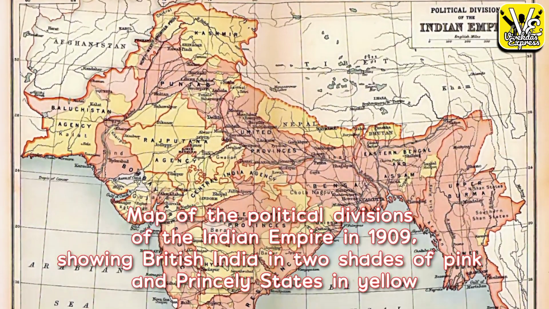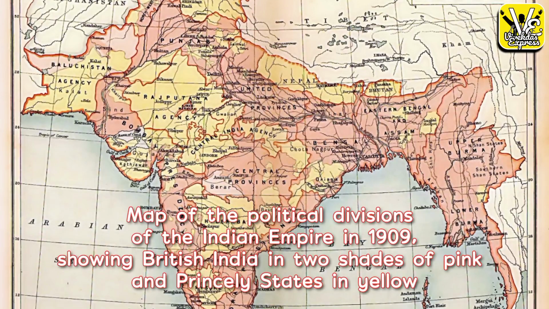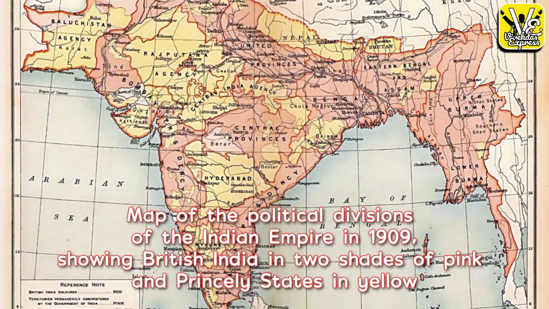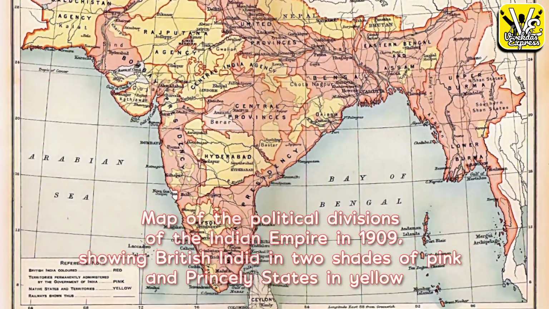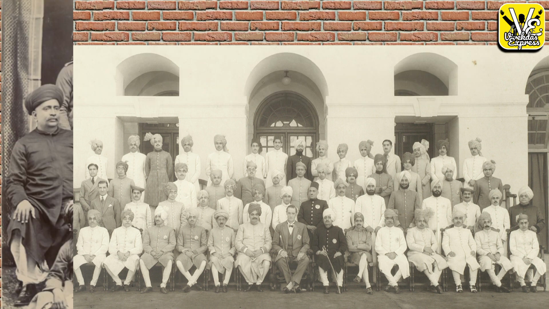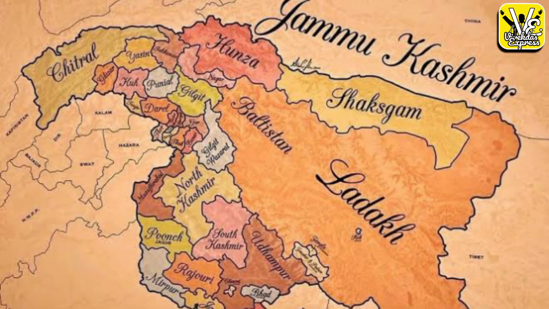At the time of British withdrawal, 565 princely states were officially recognized in the Indian subcontinent, apart from thousands of Zamindari estates and Jagirs. In 1947, princely states covered 40% of the area of pre-independence India and constituted 23% of its population.